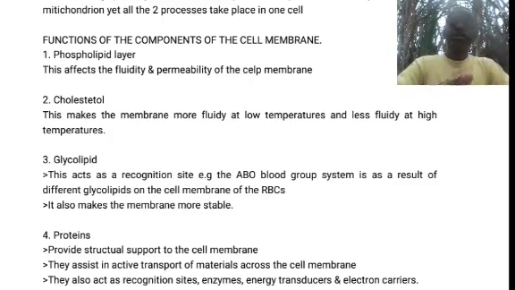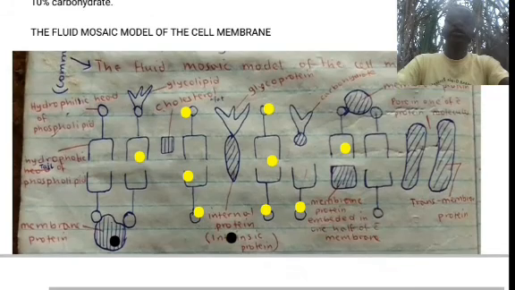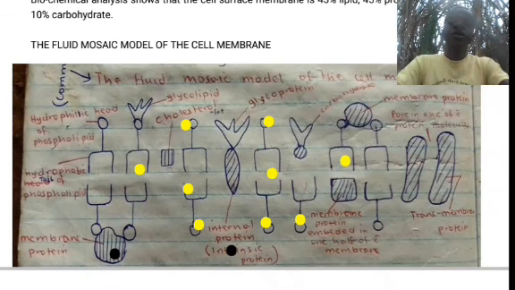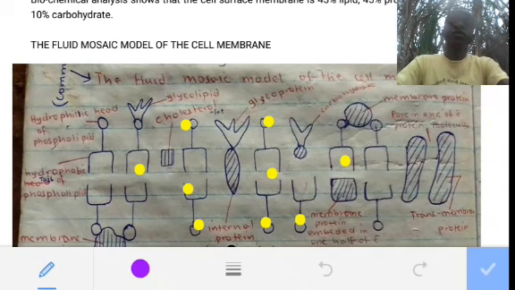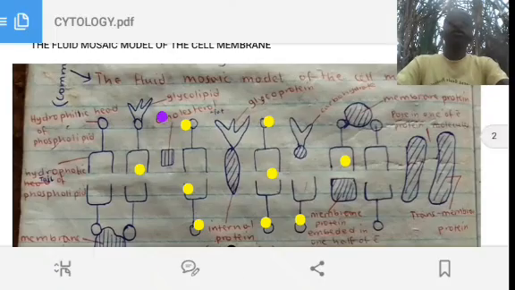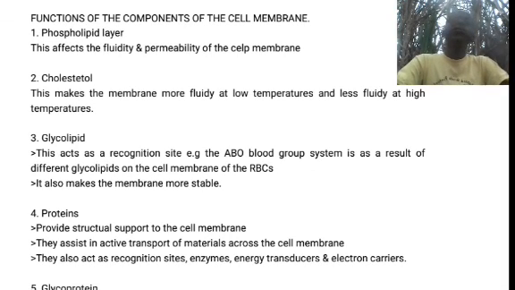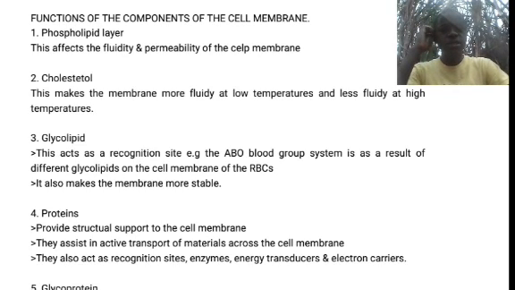Then you also have the second part, which is called cholesterol. Cholesterol is also in the diagram, as you saw it. From this diagram, we have the cholesterol. Cholesterol is found here. That cholesterol also has a function: it makes the membrane more fluid at low temperatures and less fluid at high temperatures. So during low temperatures, it makes sure that the cell surface membrane is more fluid, and at high temperatures it makes it less fluid.